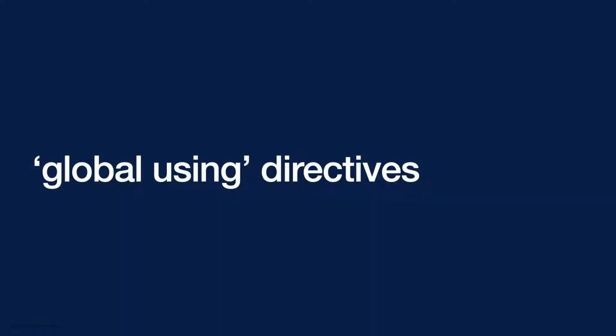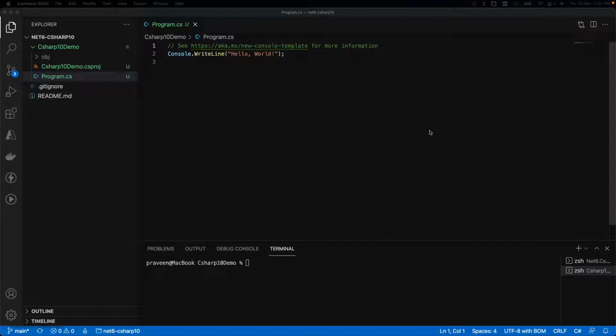Next, let's look at global using directives. Global using lets you specify the directive just once and apply it to all files within the assembly. To understand more, let's pick one of the projects that has been worked on before and we'll try to convert them using the global using directives.